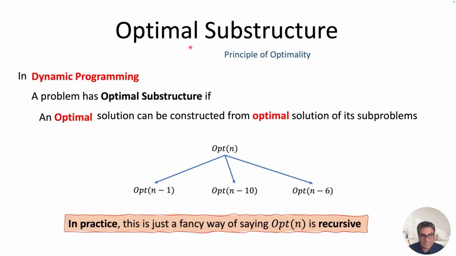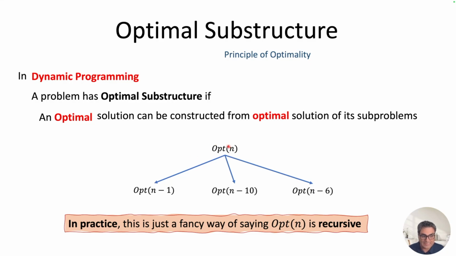Another term that you might hear is called optimal substructure, which is usually discussed in the context of dynamic programming. In dynamic programming, we say, in order to be able to use the dynamic programming optimization, the problem needs to have optimal substructure, which means in order to find the optimal solution, you need to find the optimal solution of the subproblems and then combine them to get the optimal solution to the overall problem.